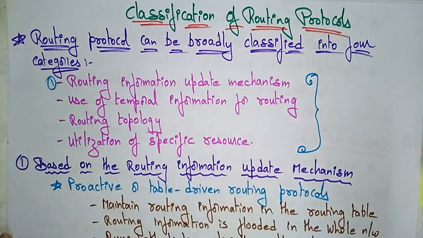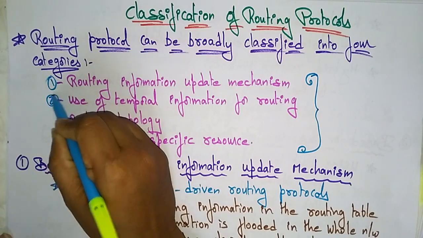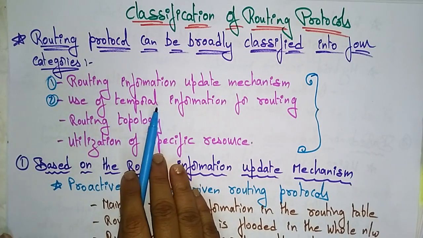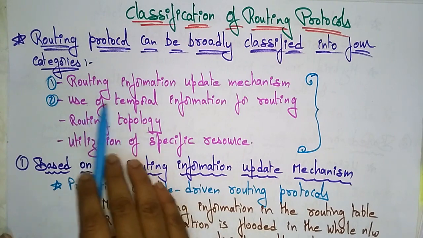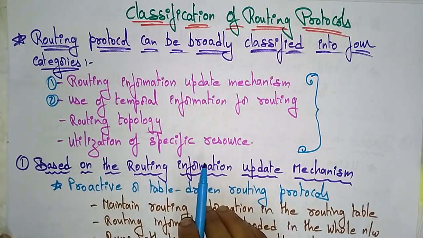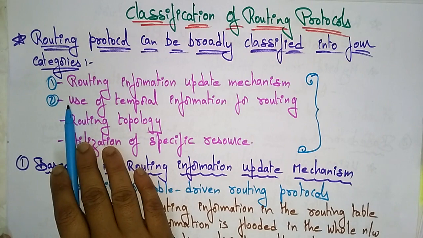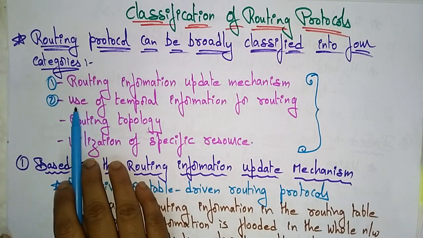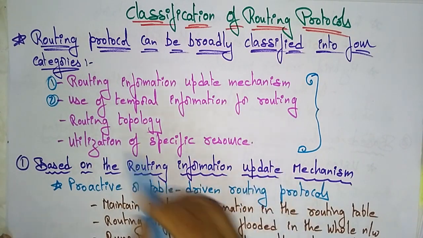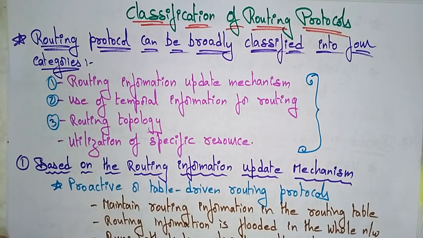Whatever routing information is there has to be updated frequently. And the second classification is based on the use of temporal information for routing. So there is a need for temporal information for the routing. It's a temporary path that will be maintained by the second classification. And the third one is the routing topology. So what are the different routing topologies will be discussed in this third classification.